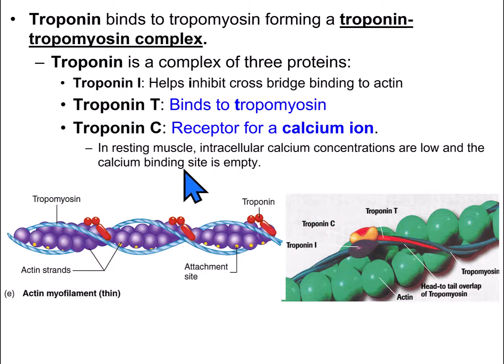Troponin C is the part that actually binds to calcium ions. When it binds to calcium ions, it's going to cause a change in shape of this troponin-tropomyosin complex to move it out of the way so the myosin head can bind and power stroke. We call it troponin C because it binds to calcium. When your muscles aren't contracting, when they're at rest, the intracellular calcium ion level is really low in the sarcoplasm. It's because all that calcium is being stored in what organelle?